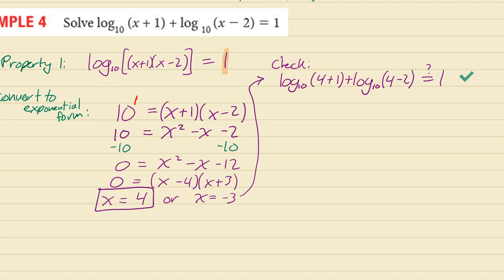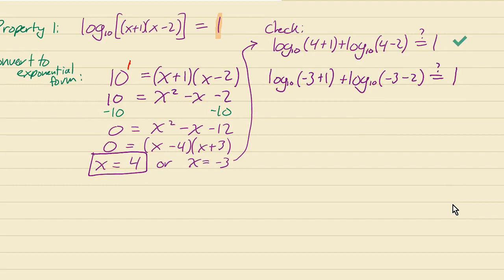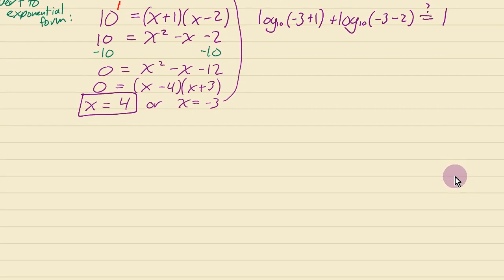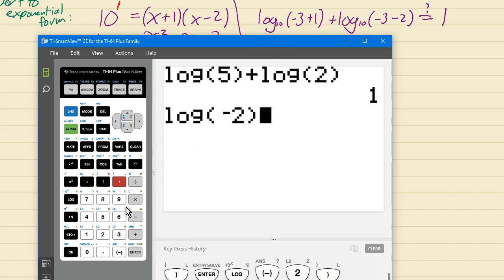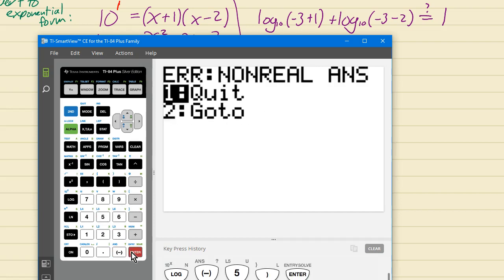Then let's see what happens with a negative 3. So I just plugged negative 3 into x in the original equation. I want to make sure I get 1. If you take your calculator to check this, we're going to plug in log base 10 of negative 3 plus 1, which is negative 2, plus log base 10 of negative 3 minus 2, which is negative 5. Let's see what happens. That gives you a non-real answer.